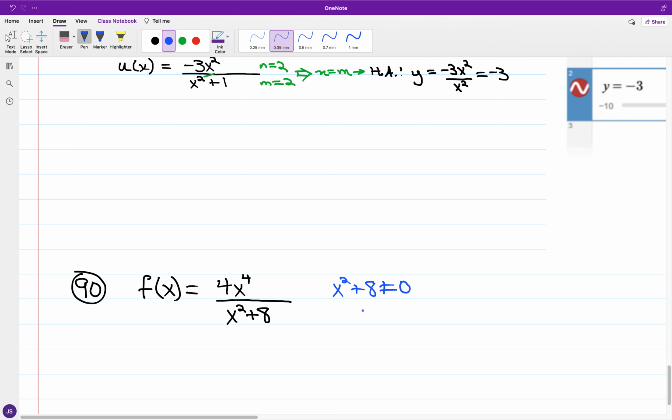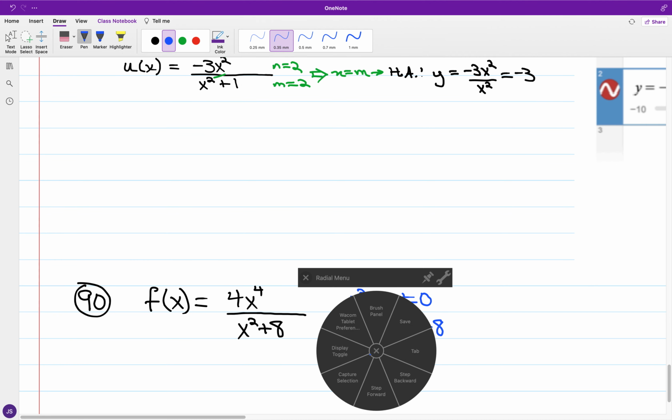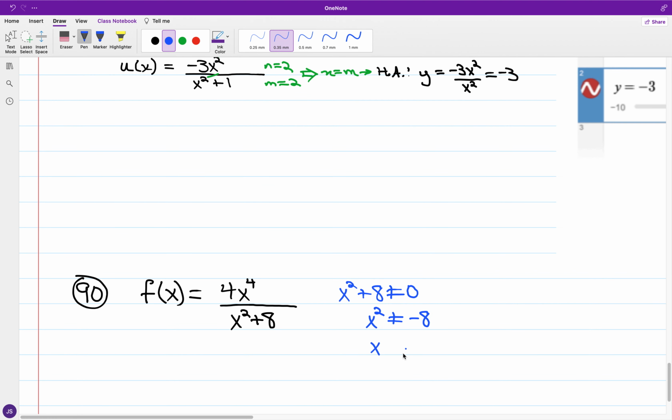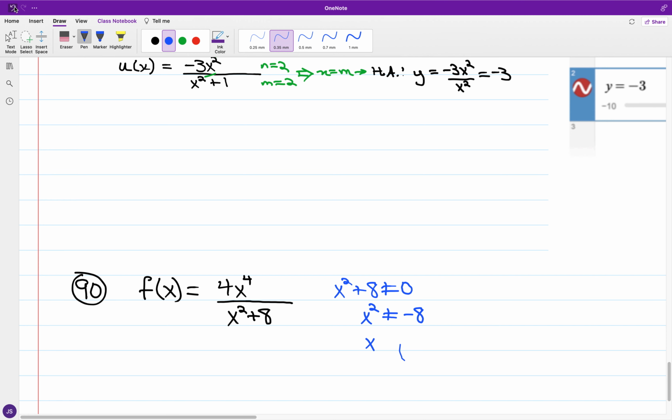And you probably know about what direction this is going to be headed, because again, we're not dealing with complex numbers. So x squared cannot be negative 8. Going from x squared to x, x cannot be plus or minus the square root of negative 8. All right, and we're already going to have complex numbers. So there'll be no real exclusions.